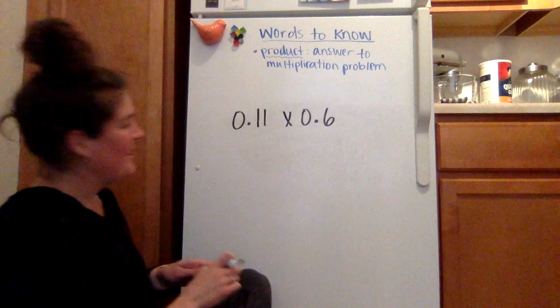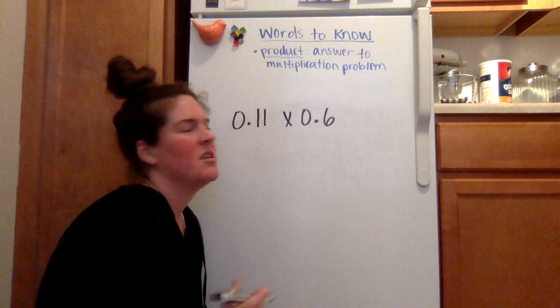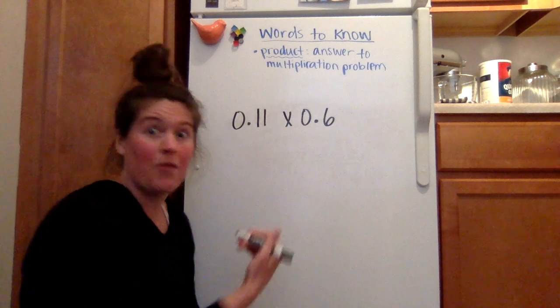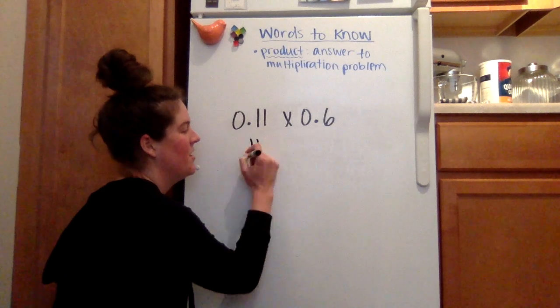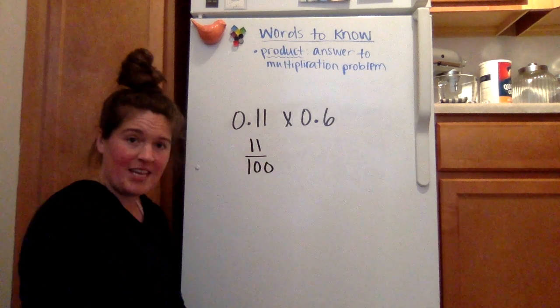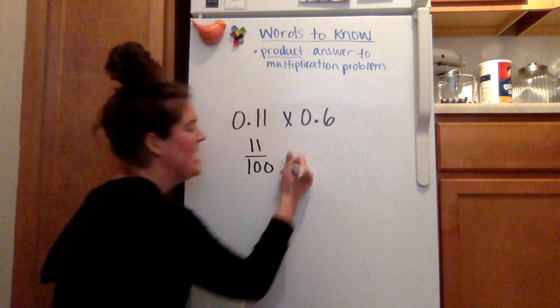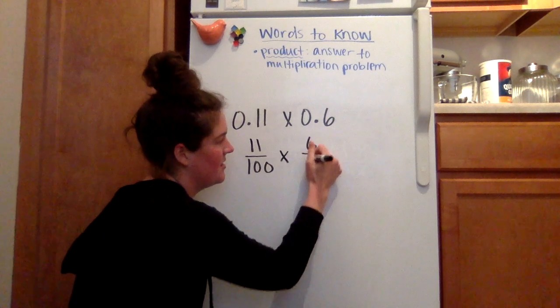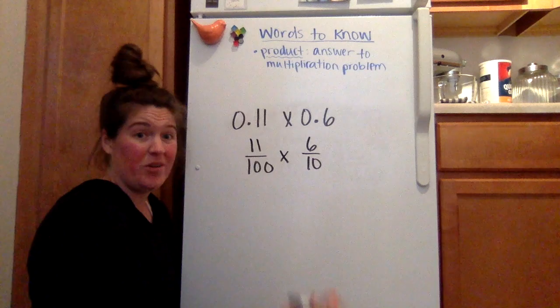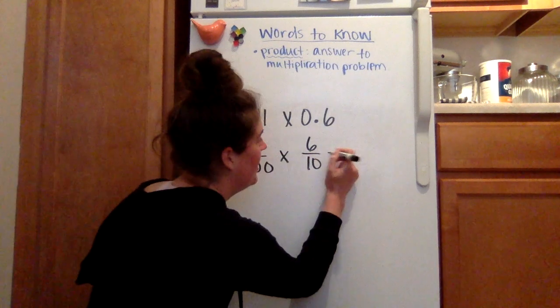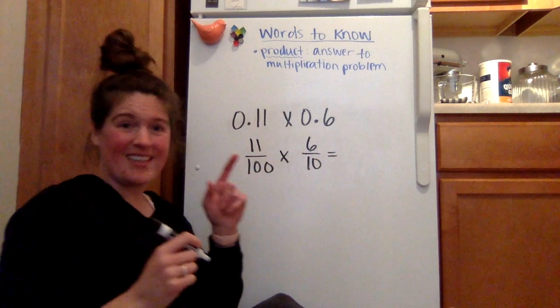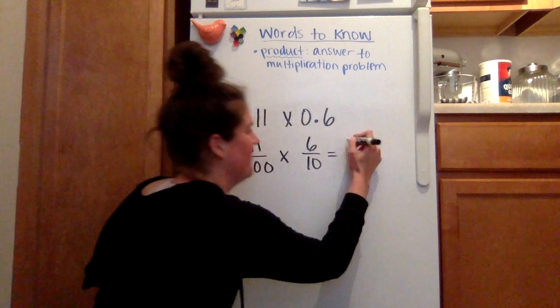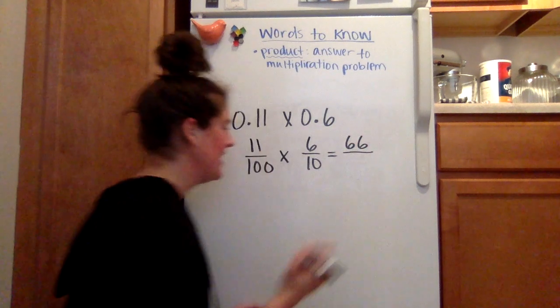So I'm going to think about 11/100. 11 over 100. So I've got 11/100, just like that. You all read that fraction, 11/100, times, same as the ones before, 6/10. And then we know we just multiply straight across. So we've got 11 times 6. You know it, 66.